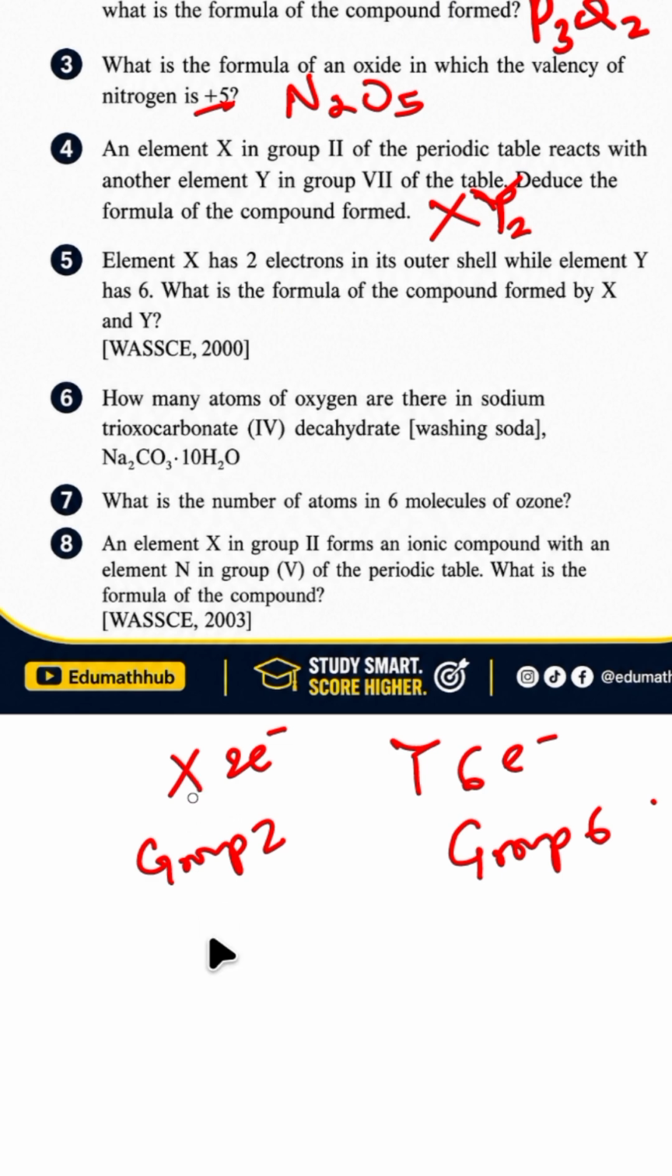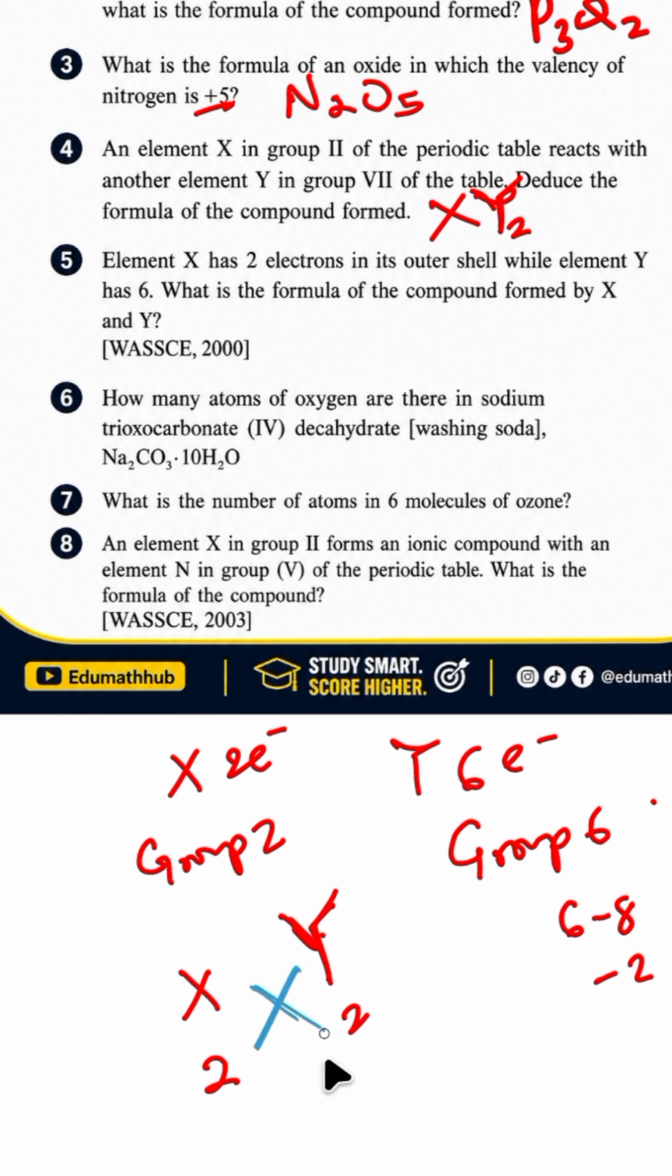So because X is in group 2, the valency of X will be 2. But Y is in group 6. Don't go and say the valency of Y is 6. To get the valency, just do 6 minus 8. So the valency will be -2. That means the valency of Y is -2. Or just say 2. Then to get the compound formed, interchange your powers. So that will be X2Y2. X2Y2 is the same thing as XY, because the 2 is common to both of them. So the formula of the compound formed is XY. Just come here, write XY.